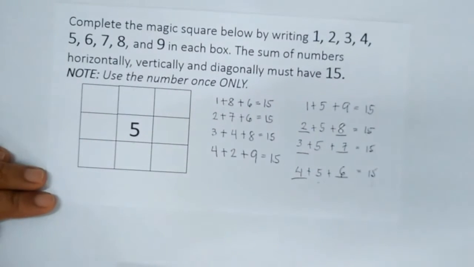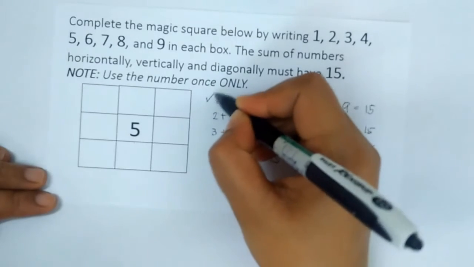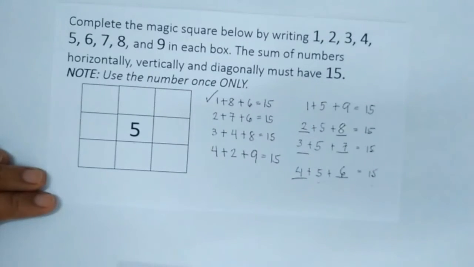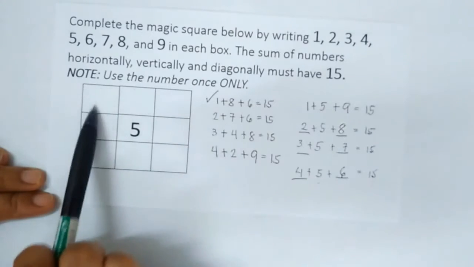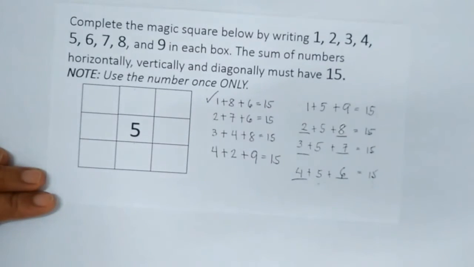Now the problem is, where are we going to write these numbers into the magic square? So let's try. What number? Yes, let's try this. Where are we going to write that? You can write horizontally, vertically, or diagonally. So let's try.